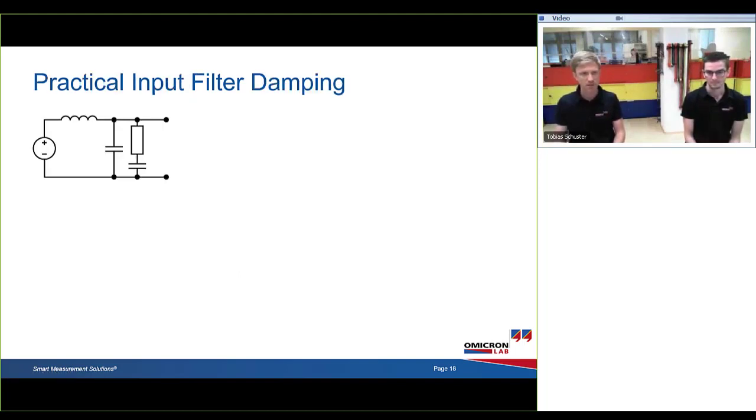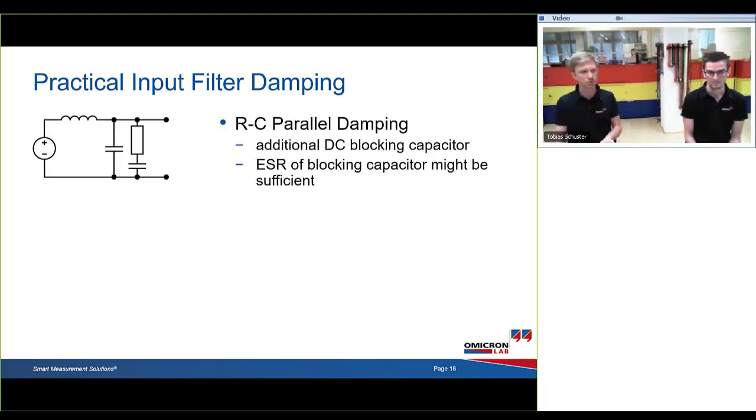How is that done? There are two main approaches. The one approach is the RC parallel damping. That's also the one that we applied here. We're going to see that later. That is an additional DC blocking capacitor here and a damping resistor in parallel to the capacitor. If you have a high ESR capacitor, such as an aluminum electrolytic with a very high ESR, this might even be sufficient. In this case, we have used ceramic capacitors with a series resistor.